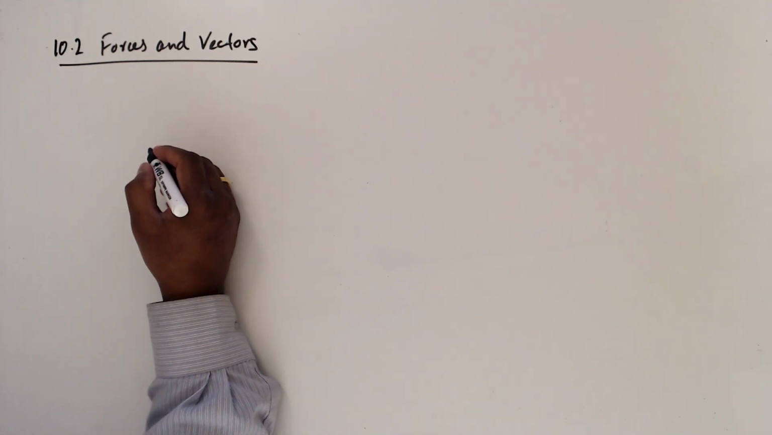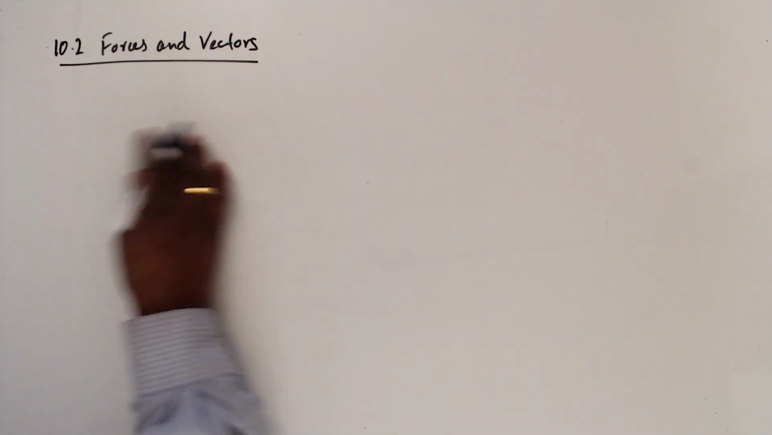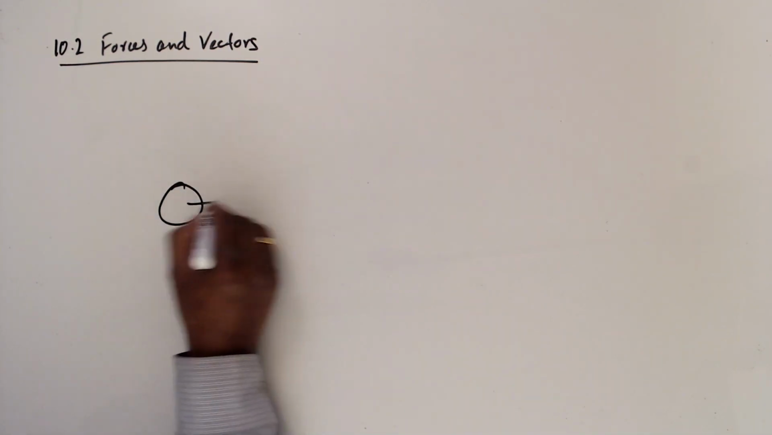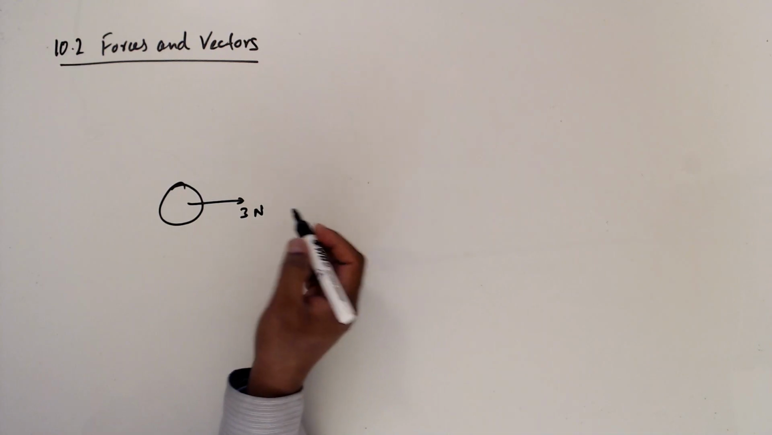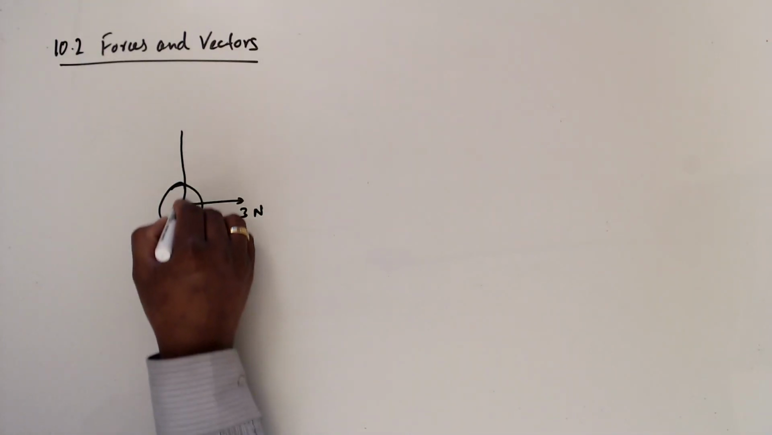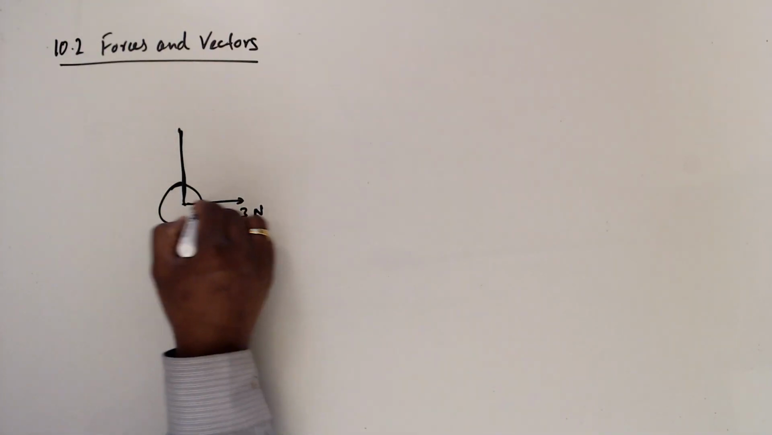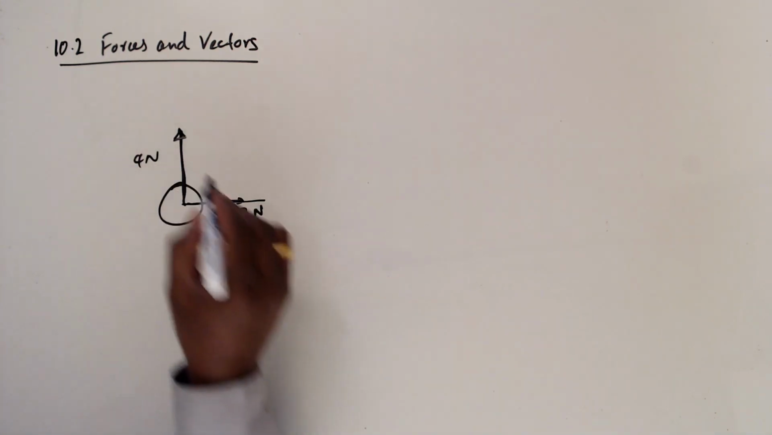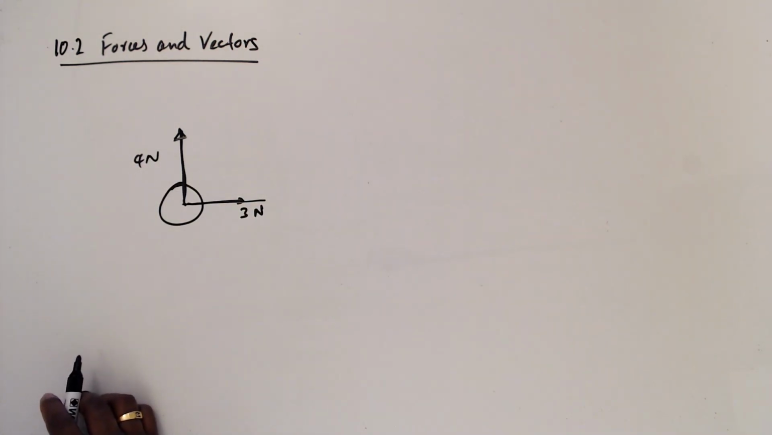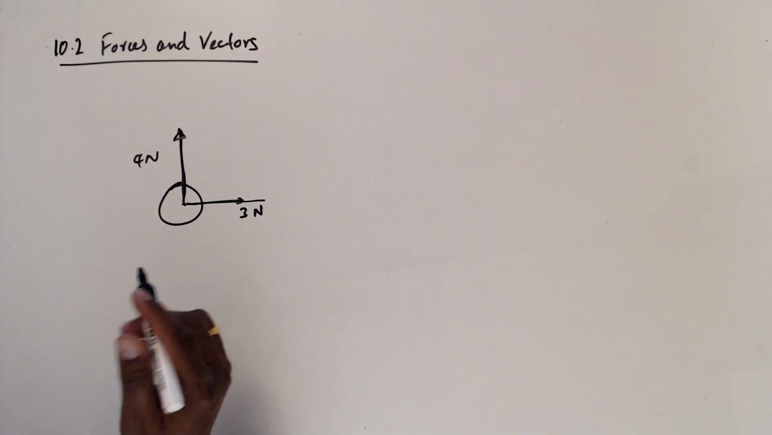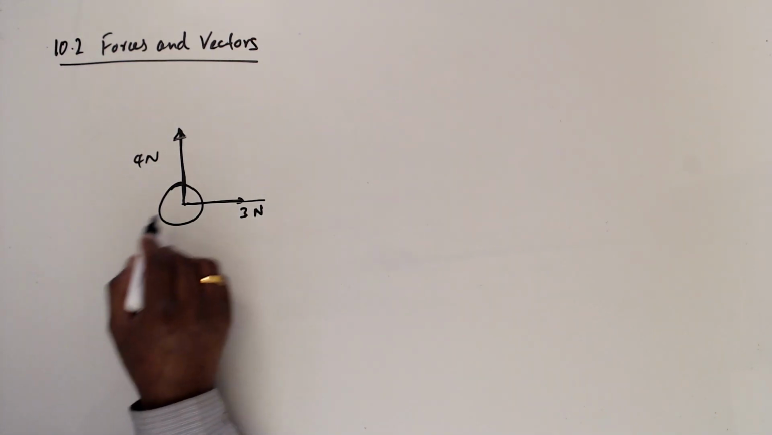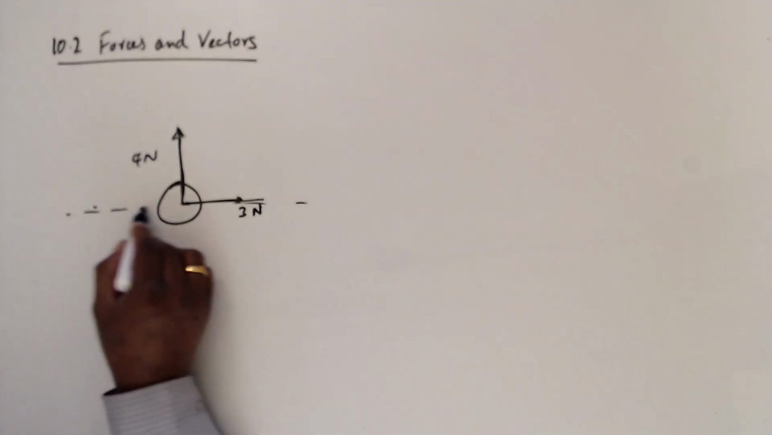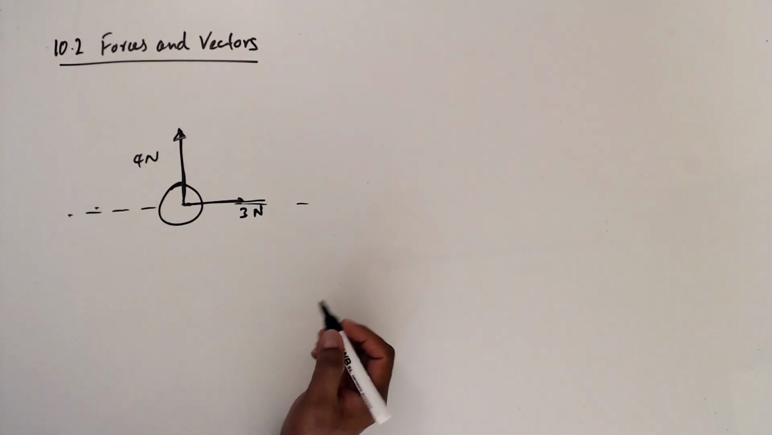10.2 Forces and Vectors. We'll discuss one example first. There's a 3 Newton force in the OX direction, and a 4 Newton force in the OY direction. Now, which direction will this particle move, and what is the magnitude of the resultant force?